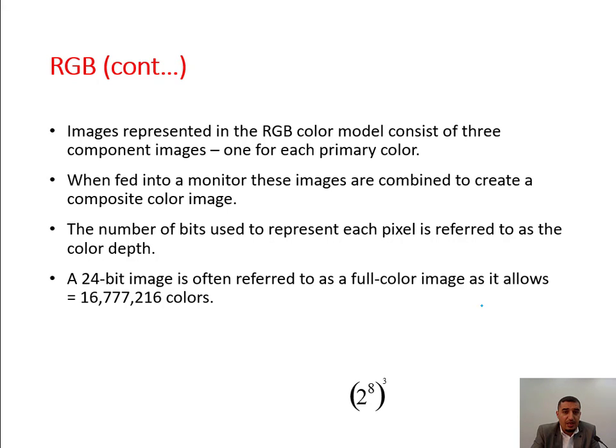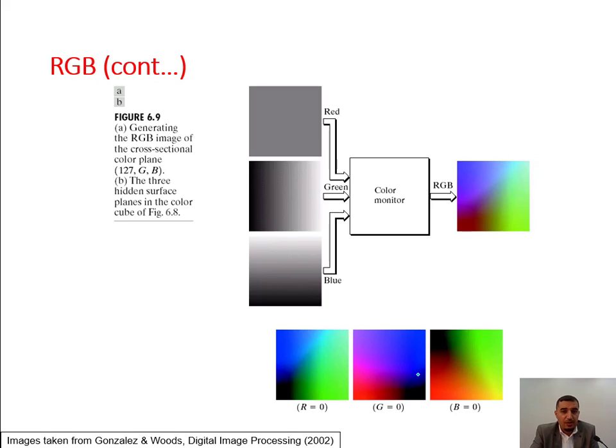Now, images represented in the RGB color model consist of three component images, one for each primary color. When fed into the monitor, these images are combined to create the composite color image. The number of bits used to represent each pixel is referred to as the color depth. So a 24-bit image is often referred to as a full color image, and it has 16,777,216 colors, which is (2 to the power 8) to the power 3. As you can see here, we have the red, the green, and the blue. We give them to a monitor, and we get the RGB.